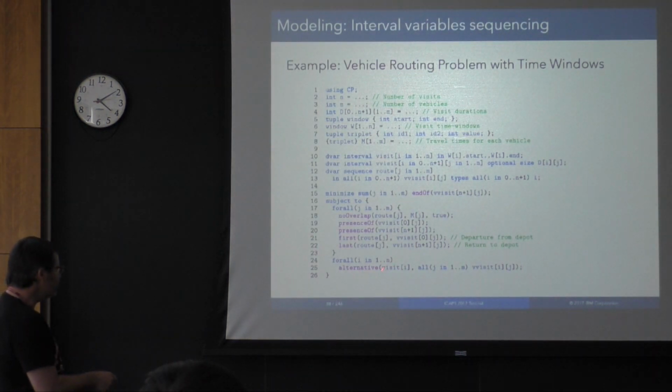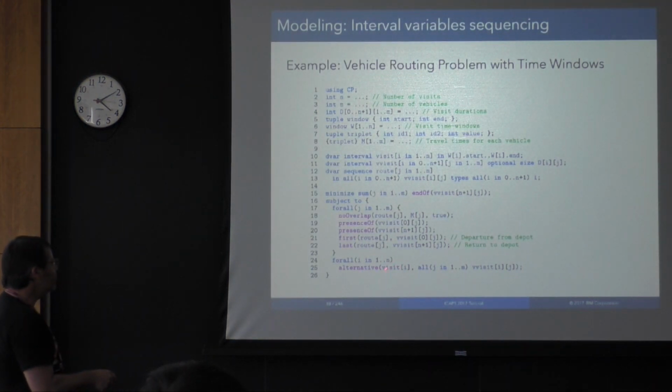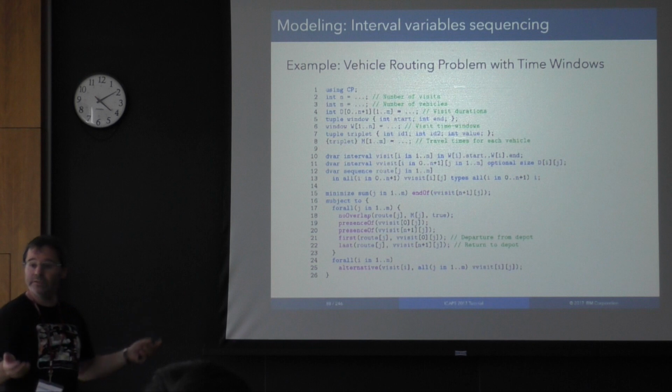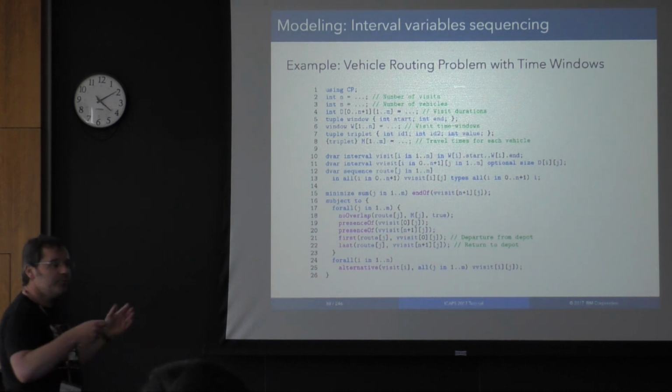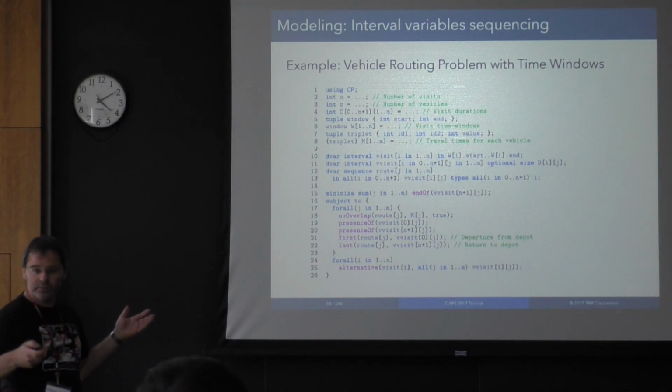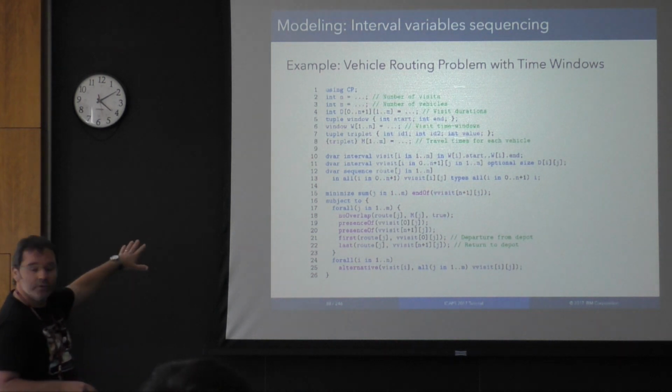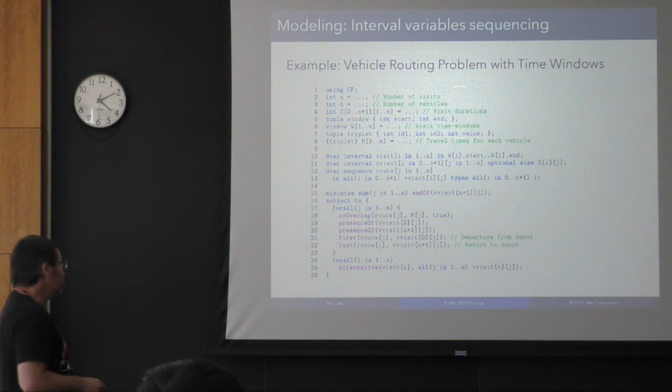And finally, of course, when you perform a visit, well, here all the visits are obligatory. You could even have a variant of the problem where you're not obliged to do all the visits, and you could maybe have an objective to maximize the number of visits you make. So it would be a one-line change in the model.